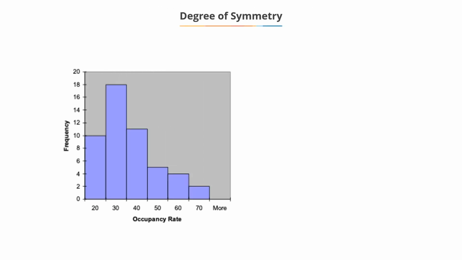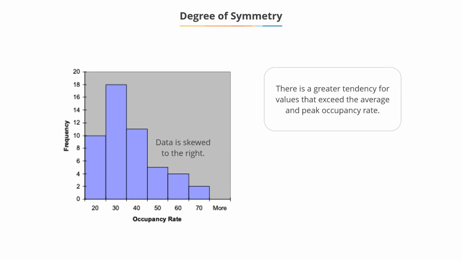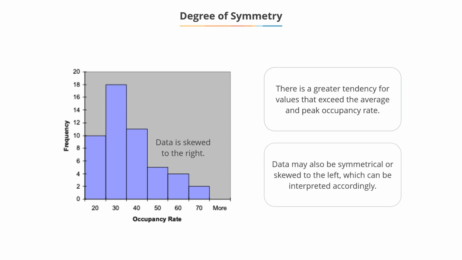Degree of symmetry. In the given figure, data is skewed to the right. Hence, a greater tendency for values that exceed the average and peak occupancy rate appear to occur. However, data can be symmetrical or skewed to the left, and these may be interpreted accordingly.